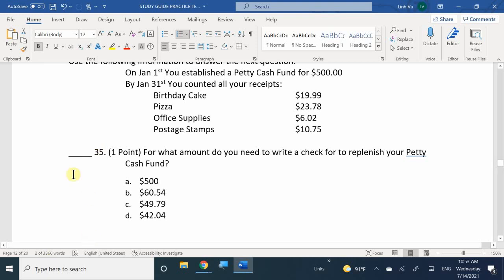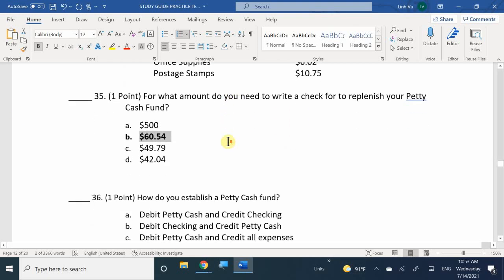B. 6054. 6054, right? All we have to do is add up our total receipts. So if you added up your $19.99 plus your 23, all those 4 numbers right there, you see 9 plus 8 is 17, plus 2 gives you 19. Okay, plus 5, it gives you 4. So your ending number here is 4. So 60, 54. Okay, you just add them all up, and that's how much you replenish the petty cash fund for.